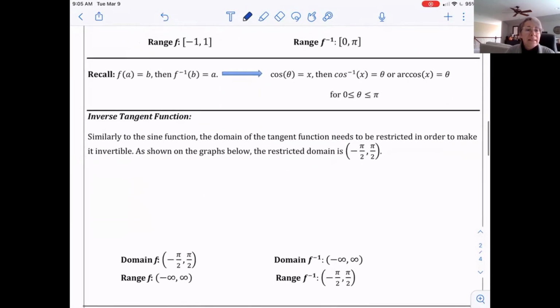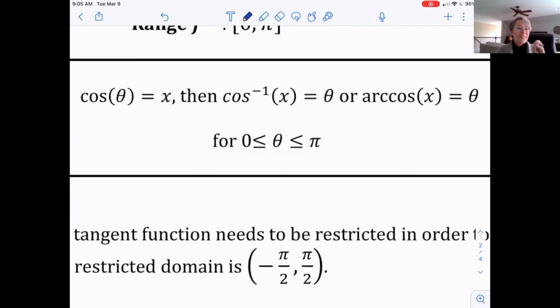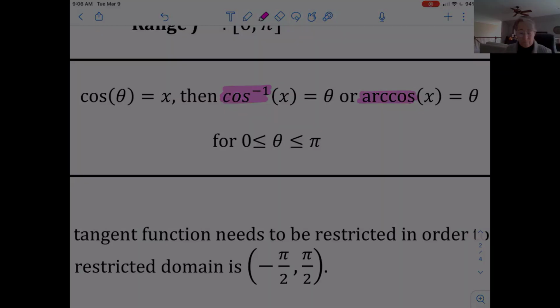So the same idea, remember, if f of a equals b, then for the inverse, f inverse of b equals a. Same thing's true for the cosine. Cosine of an angle equals x, that ratio, then the cosine inverse will have the x value as its argument, the input, and the angle would be the result or output. And again, they use both a cosine inverse notation or arc cosine. And again, it's restricted between 0 and pi.